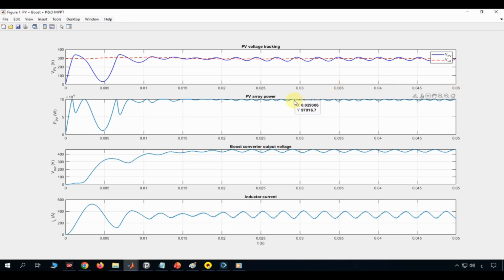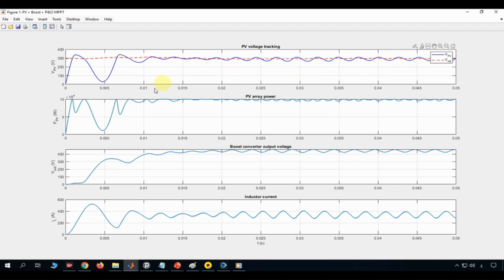The ripple you see in the blue trace, once it settles, is the expected perturb and observe dithering. The algorithm is constantly stepping plus or minus 1 volt around the true MPP, so VPV never sits perfectly still. It oscillates in a tight band around Vref.